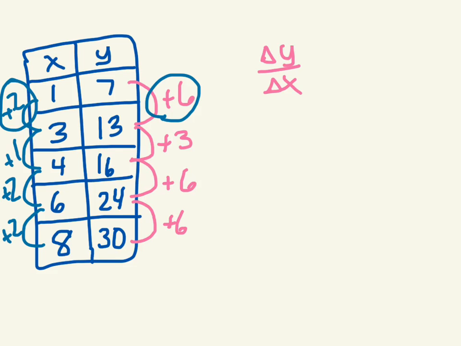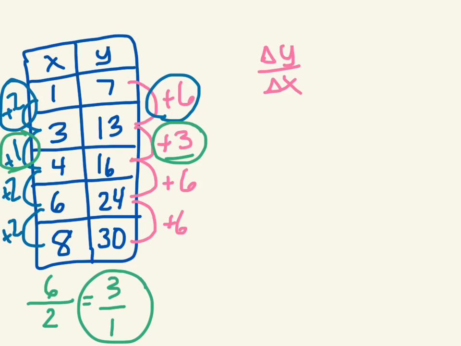Or when my y is changed by 3, the x changes by 1. And that's because the ratio would be y over x, which 6 over 2 would reduce to 3 over 1, or just 3 over 1 originally. It's already reduced. So this is the slope I'm looking for.